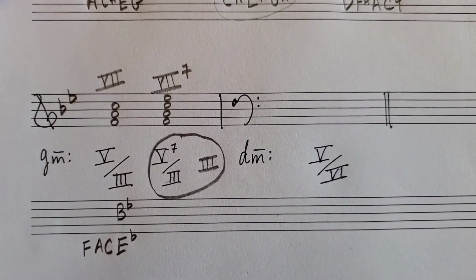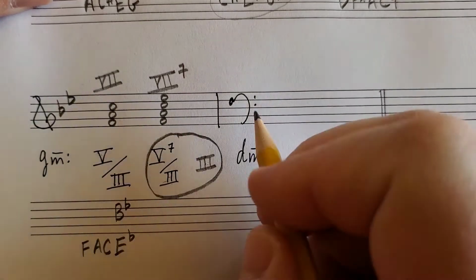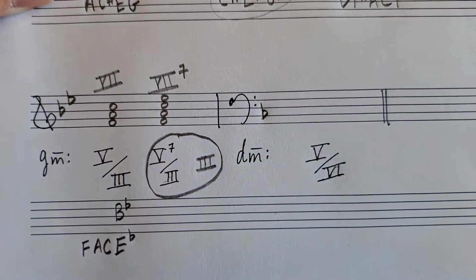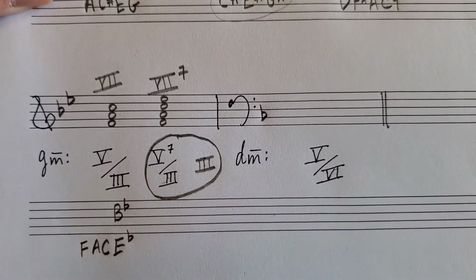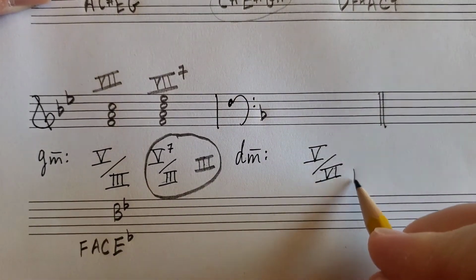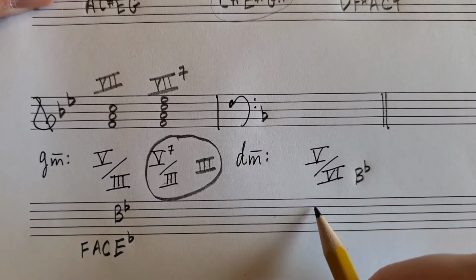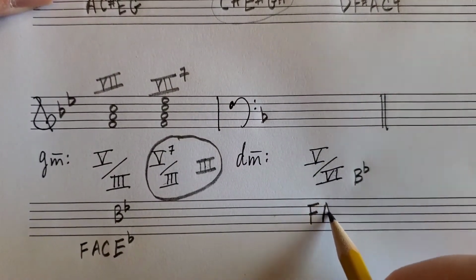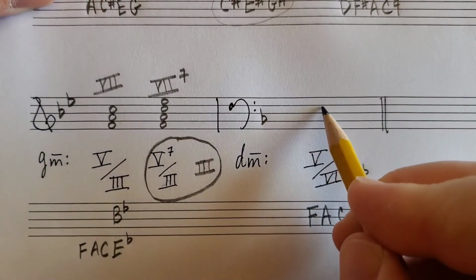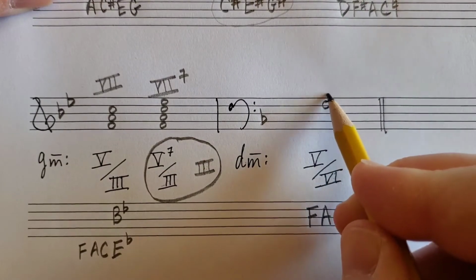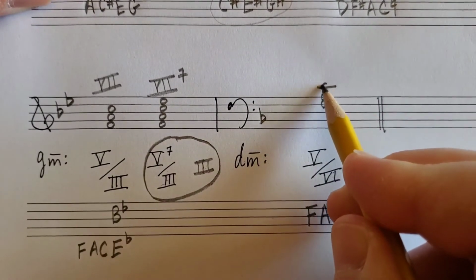All right, the other one is 5 of 6. So here in D minor, what's 6 in D minor? B flat, right? What's 5 of B flat? F. And again, notice it's spelled F, A, C. No notes outside the key signature.